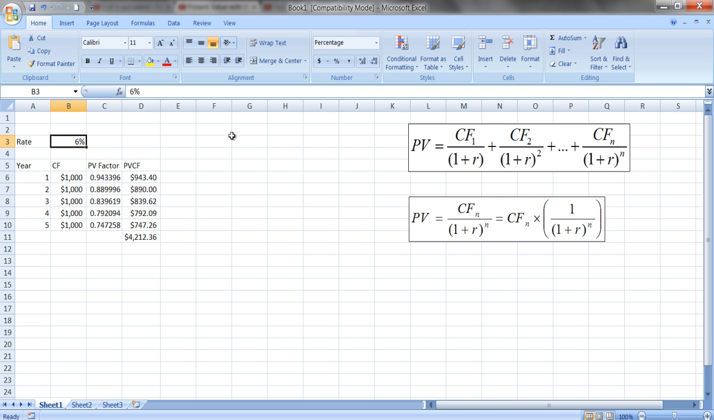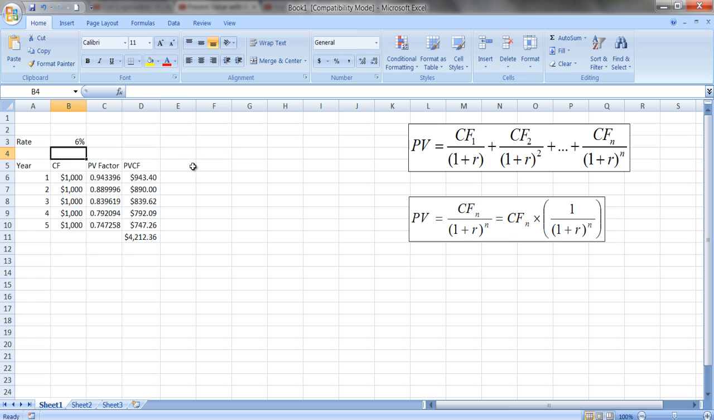What's the nice thing about putting the interest rate here? I can change the interest rate and see how it affects present value. So if I raise the interest rate to, say, 8%, notice how the present value goes down. If I lowered it from 6% to, let's say, 3%, notice how present value goes up. So as the interest rate goes up, the present value goes down.